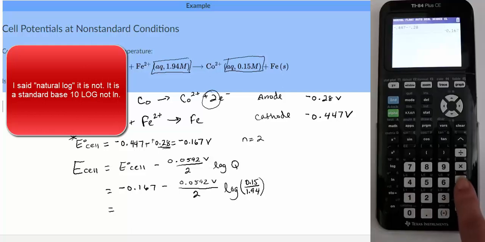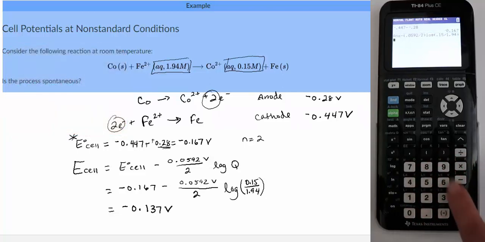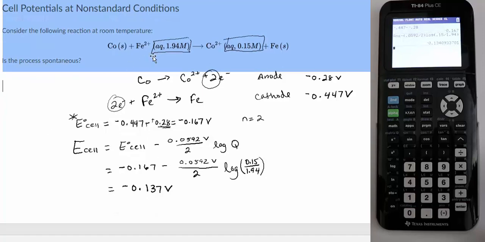And in the calculator, you should get a negative 0.137 volts. Now, in standard conditions, this is a non-spontaneous cell, and it's non-spontaneous because the E0 of the cell is negative. Remember, a positive E0 indicates a spontaneous cell. So at these conditions, this is still non-spontaneous.